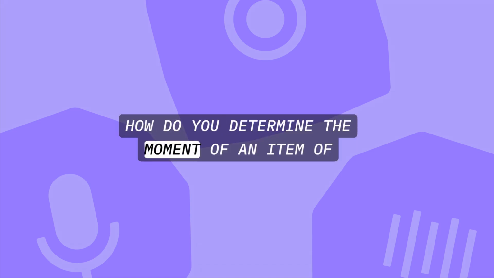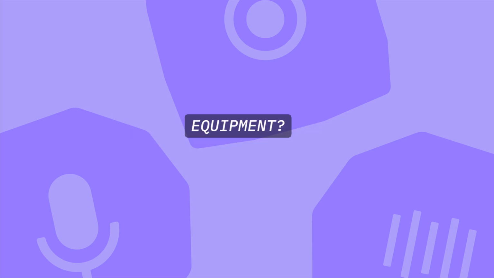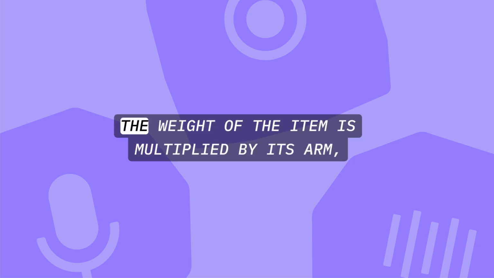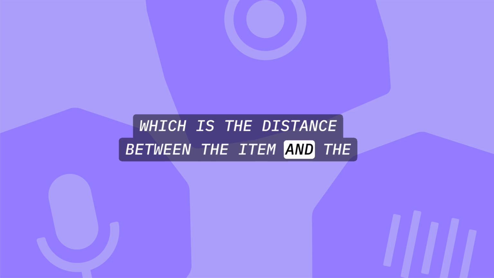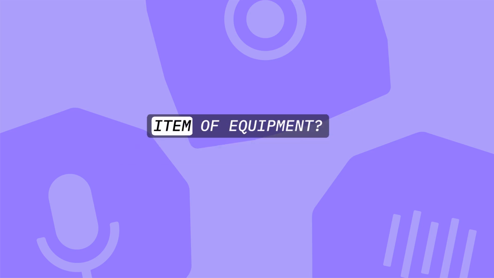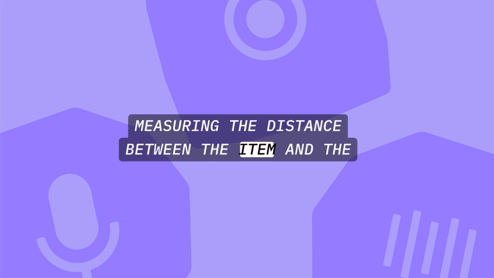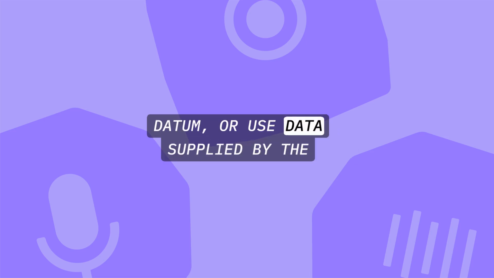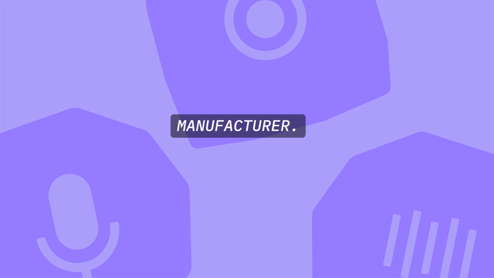How do you determine the moment of an item of equipment? The weight of the item is multiplied by its arm, which is the distance between the item and the datum. What are the two ways of determining the arm of an item of equipment? Measuring the distance between the item and the datum, or use data supplied by the manufacturer.